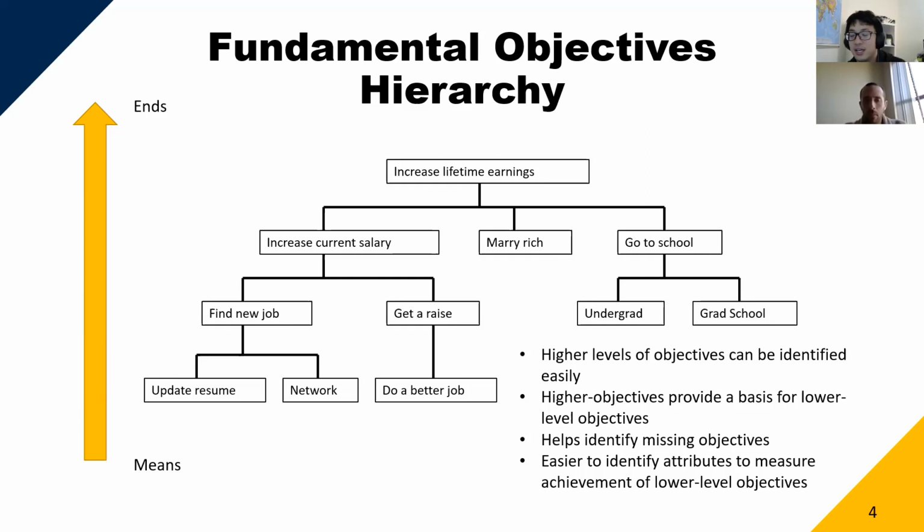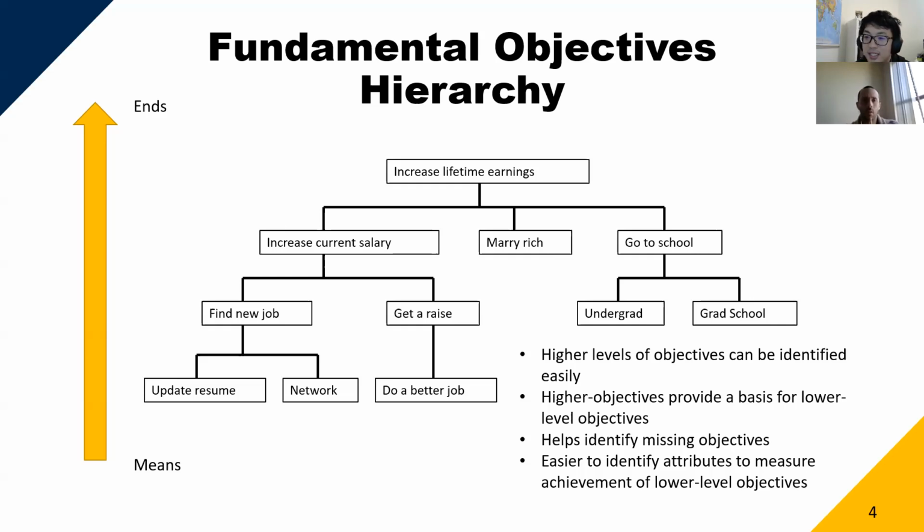And so you can see how we go from our means to an end. That's how these hierarchies are always structured. This allows us to identify higher levels of objectives very easily. And each of the higher level objectives can provide a basis for your lower level objectives. We can see directly how they correspond to each other. It helps identify missing objectives.